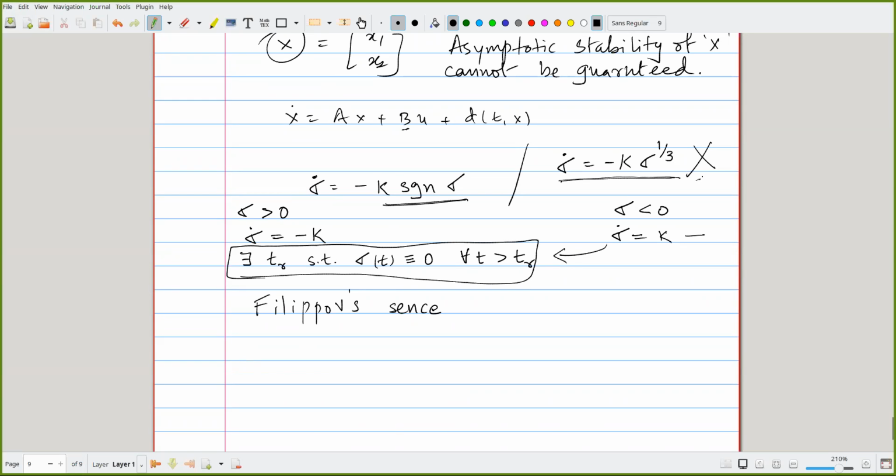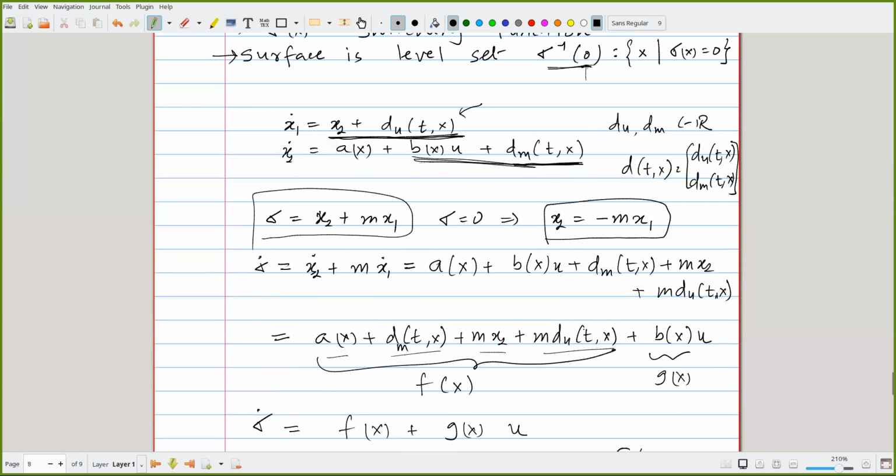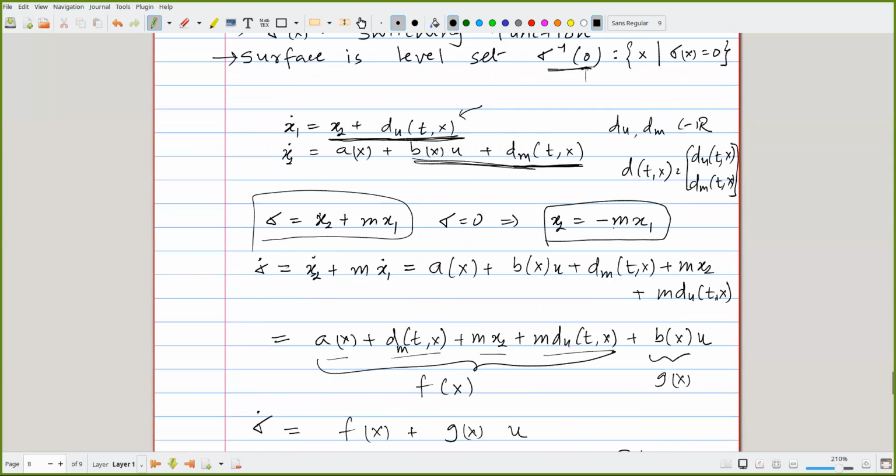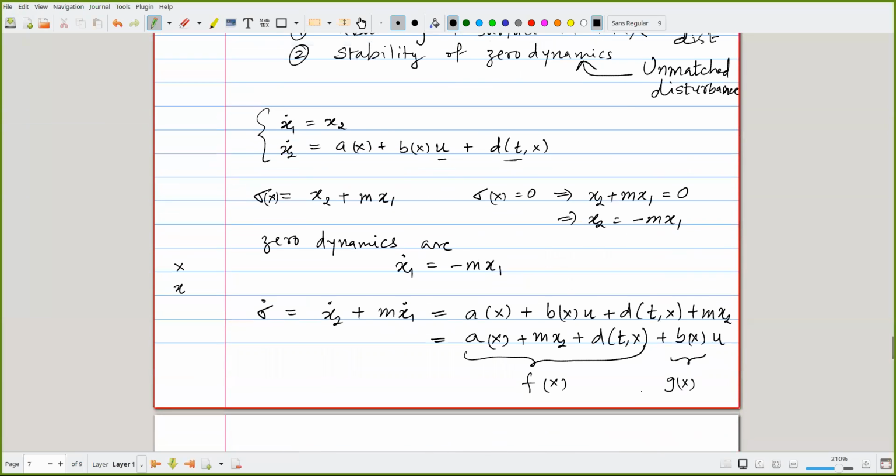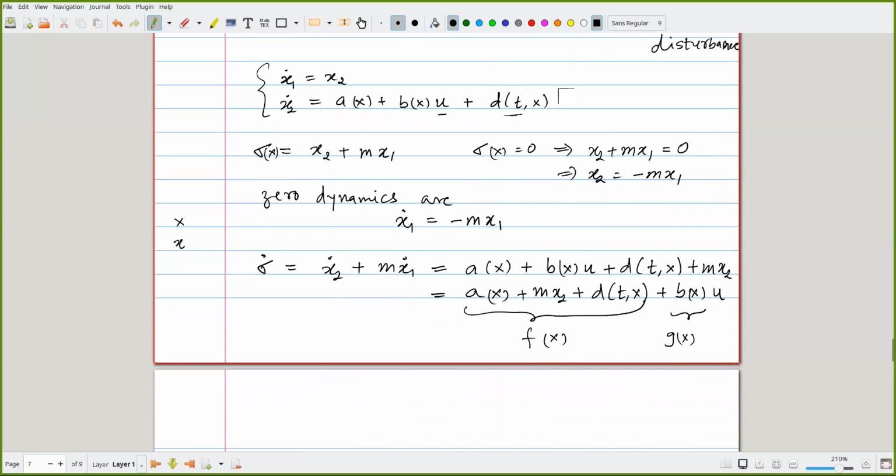No, but the thing is that you see here, let me show that. When we took this D, the condition on this D I have not written here. Let me write it there: that d of t, x is bounded by a constant D, and let me say dm.